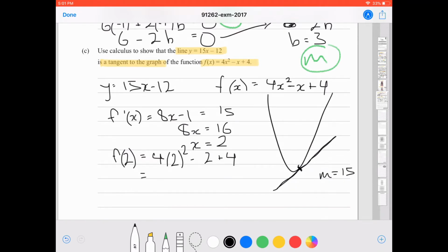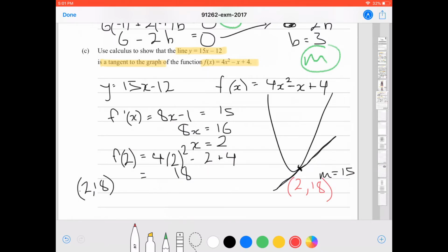You've got 4 times 4 is 16, minus 2 is 14, plus 4 is 18. So this point here that we're talking about is 2, 18. And we can write this in here, 2, 18.